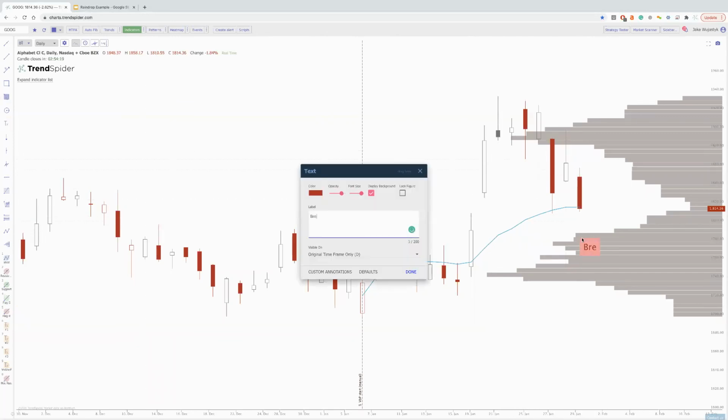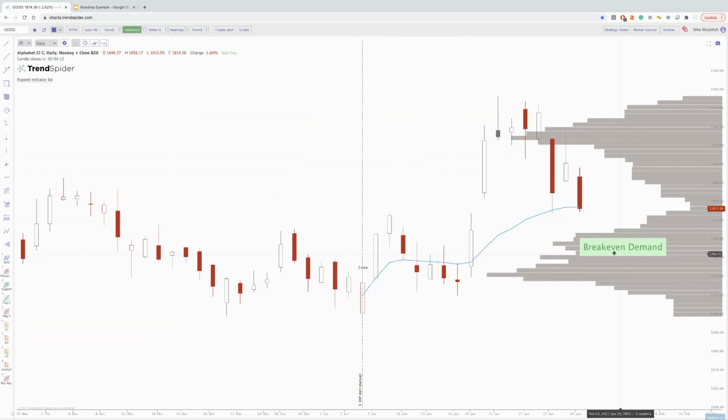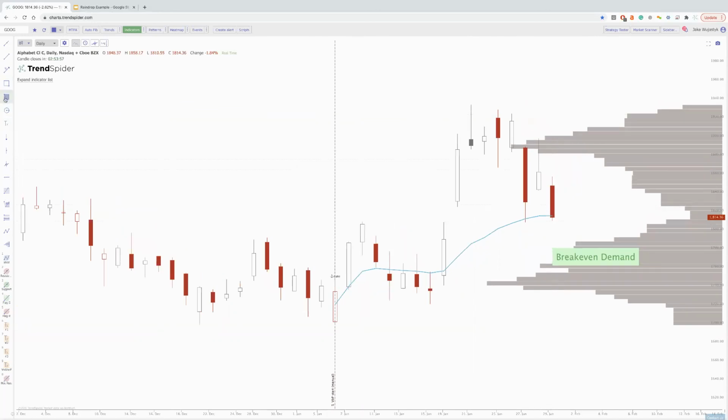Let's call this break-even demand, because now all of these shares that really came in and loaded up on Google back at 1,700 are going to be back to break even once we get to around 1,780. So this really allows you to visualize supply and demand zones better. Anytime the price is below a specific area, let's say up here, this is going to act as break-even supply. Because right now, let's say you bought at 1900 and now the price is at 1815. Once you get back up to this area, you're back to break even.